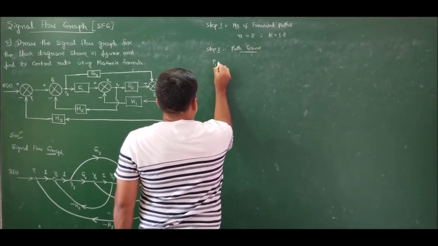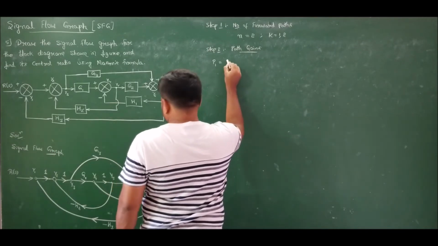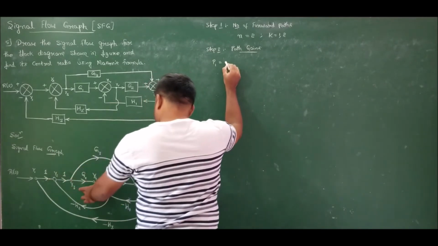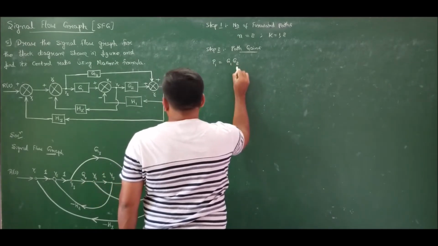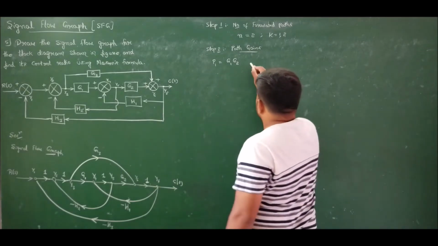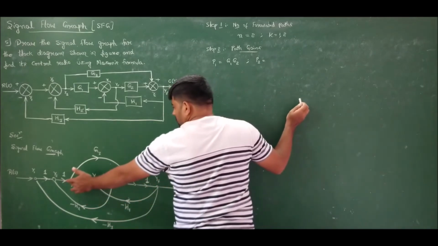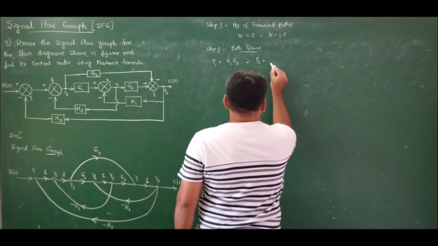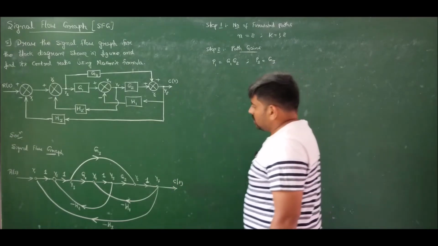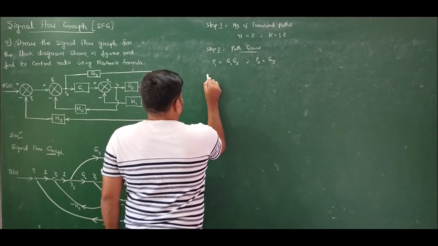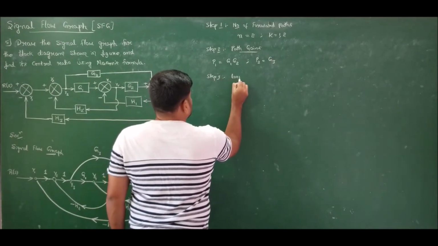So for path 1, it is y1 to y7, take the branch gain product, it is g1 g2, that's it. Coming for path gain of path 2, path 2 is just g3.